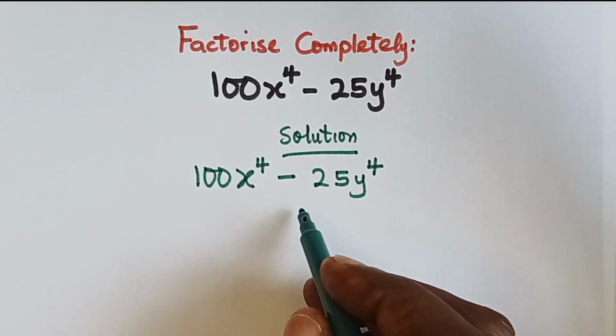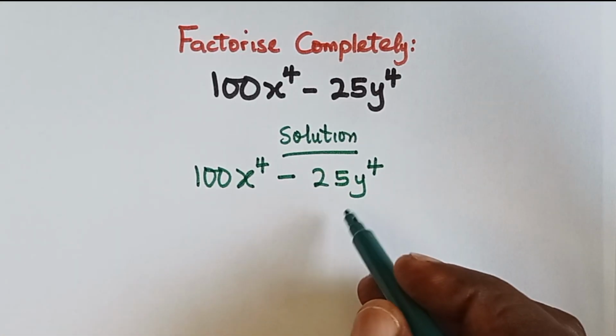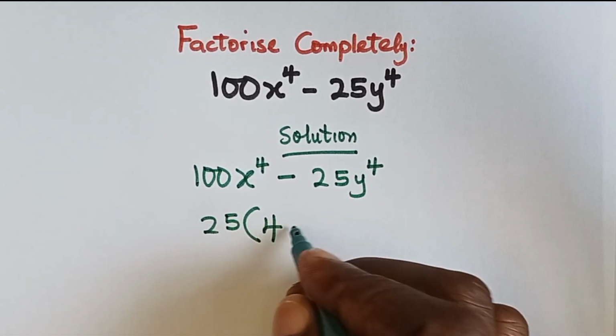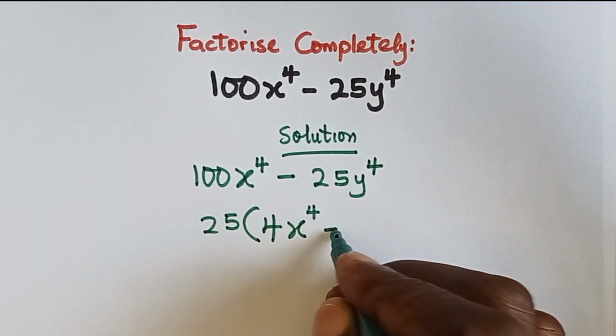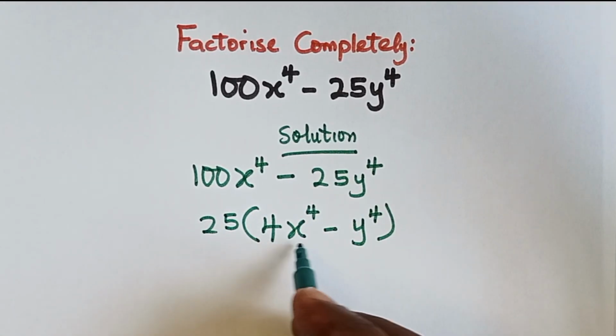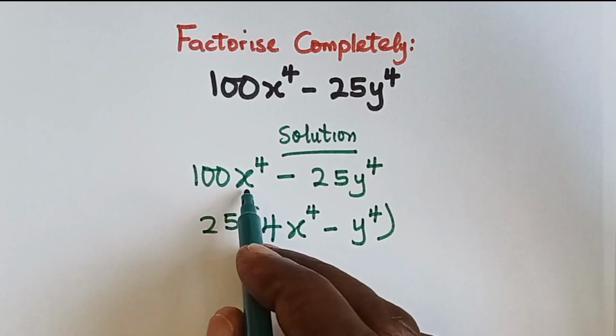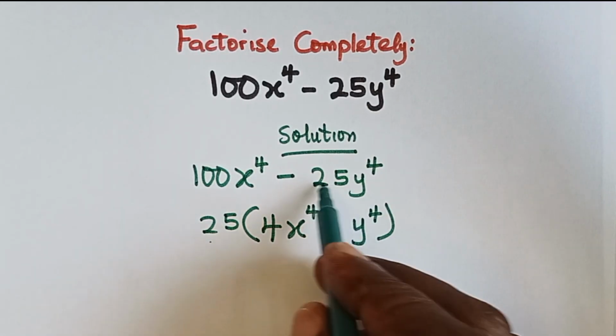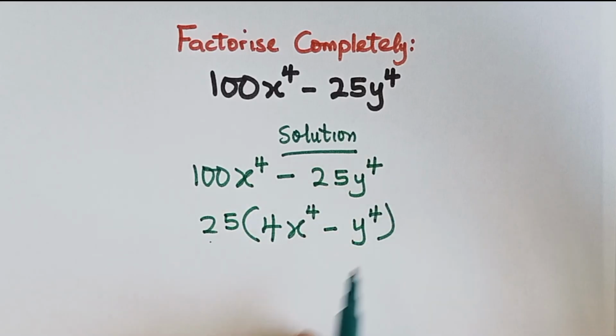Let's factor out the highest common factor here, which is 25. So we write the 25 out. We have 4 left, and we have x raised to the power 4 minus y raised to the power 4. 25 times 4x raised to the power 4 will give us 100x raised to the power 4. 25 times minus y raised to the power 4 gives us 25y raised to the power 4.